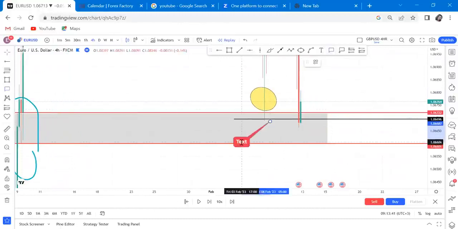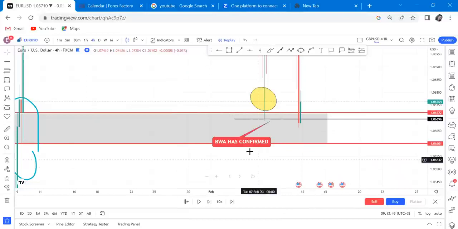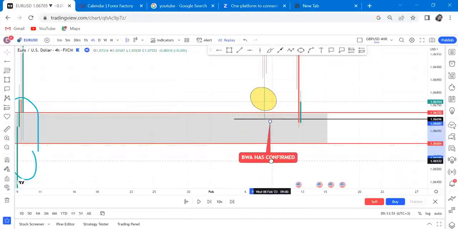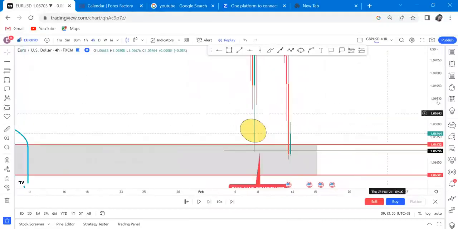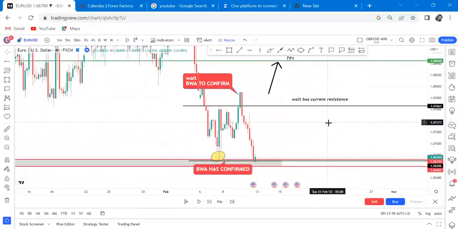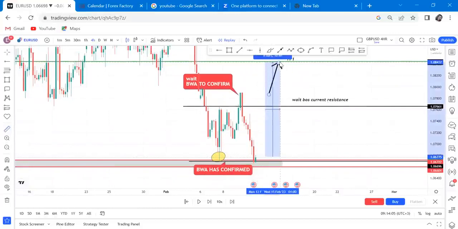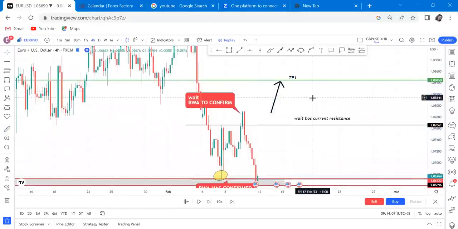If I apply BWA, it is time to buy because, again, BWA has been confirmed. I said I will not go into detail. BWA has confirmed. See, BWA has confirmed. And now I'm very, very positive and confident about this market. So if I thought I was buying when the market was there, I knew that this market will go where? To TP1. That is 166 pips.